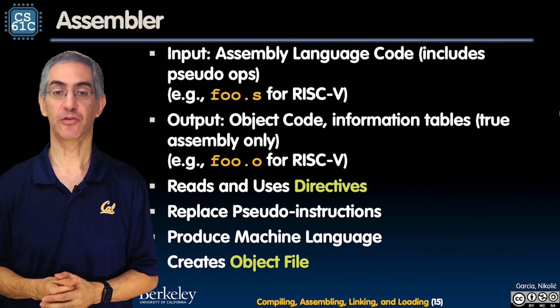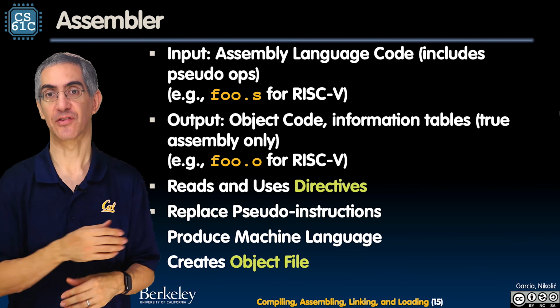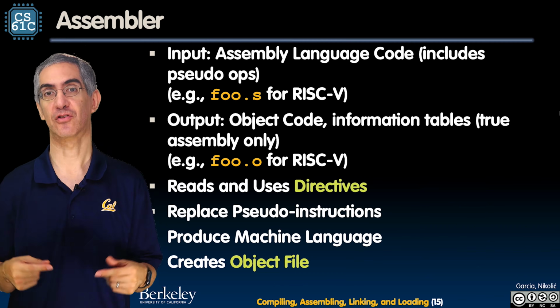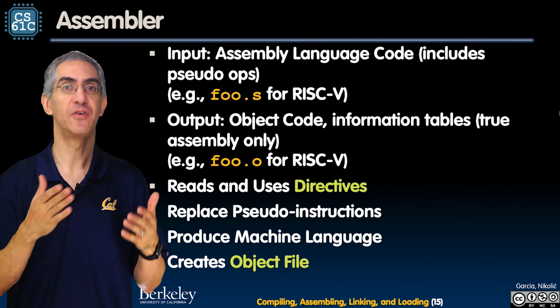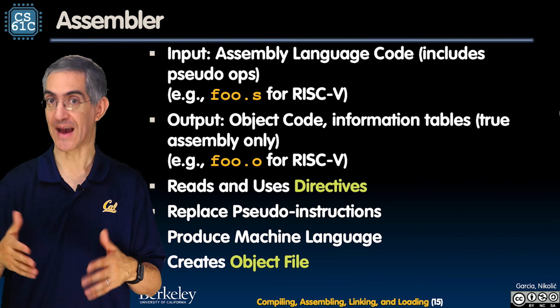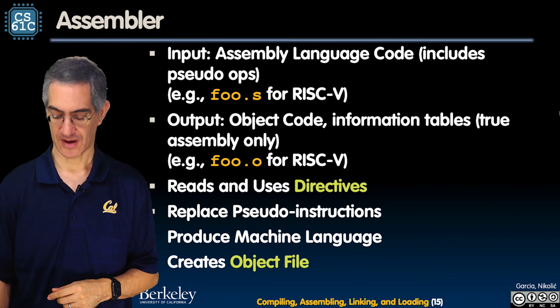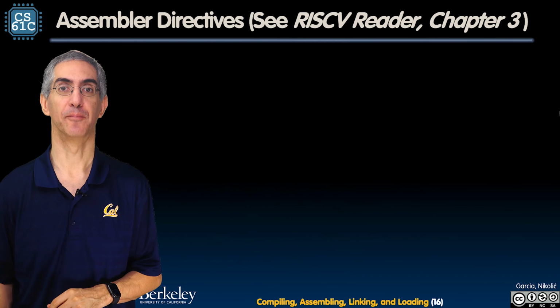So the assembler also is going to read and use directives. We'll talk about that in a slide or two. Replace the pseudo instructions. You learned about that last lecture. The pseudo instructions like move t1, t2 get replaced by the addi instruction. Our goal is to produce the machine language, .o files, and create the object file.